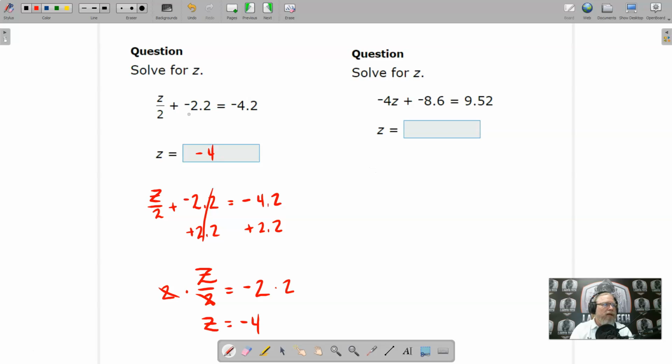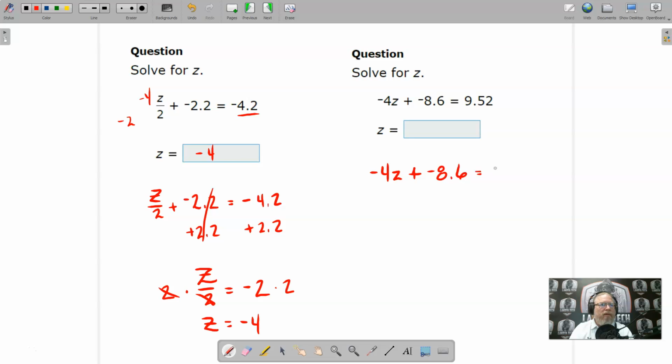And let's see, does that make sense, negative 4? Because negative 4 divided by 2 is going to be negative 2. And then negative 2 plus negative 2.2 would be negative 4.2. Yep, that's it.